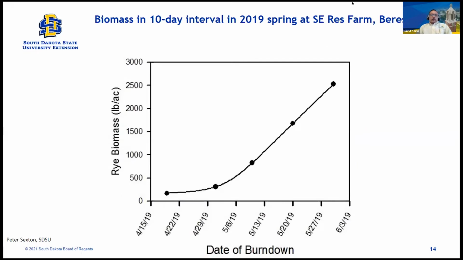And here's the relationship of rye biomass in the spring. So this is very recent data compared to the previous slides. You can look at how rye puts on so much biomass, and this graph goes steep, or becomes steeper, I would say, in late April and in the month of May. And so the date of burn down is on the x-axis, going horizontal, and then rye biomass in pounds per acre is on the y-axis.